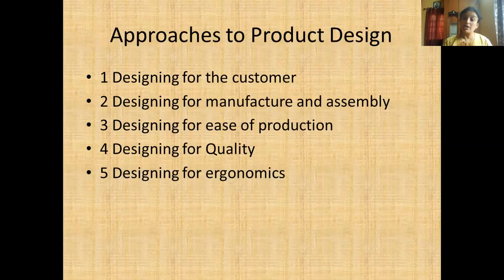Then comes, what are the approaches to product design? Designing for the customer. For the customer, how it should be, we will ask him. According to him, we will design the product. That is one approach. Another approach is designing for manufacture and assembly. From the point of view of the manufacturer or the assembler, you will design the product. Designing for ease of production. So it should be easy for us to produce. Then we will design according to that.